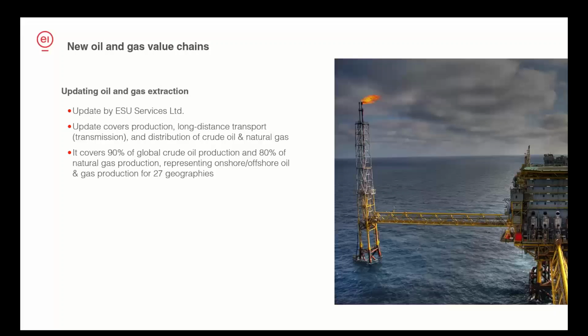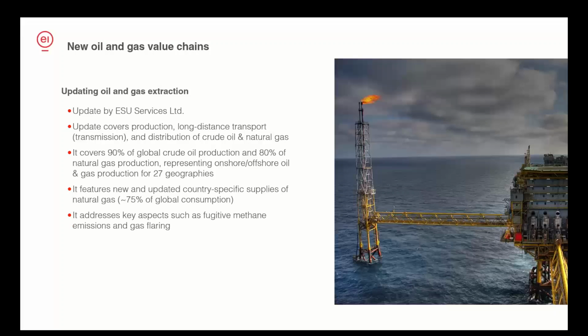It covers 90% of global crude oil production and 80% of natural gas production. It represents onshore and offshore oil and gas production for 27 geographies, such as the US, Saudi Arabia, Russia, Canada, Iraq, China, Norway, etc. The update features new and updated country-specific supply of natural gas, covering roughly 75% of global consumption. And the key aspect of the update, of course, is that it addresses the issue of the under-reporting and underrepresentation of methane emissions, awareness of which has been raised more and more in the media, by the International Energy Agency, by the initiatives of the UN, etc.